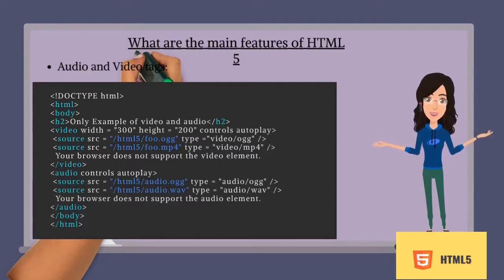As we can see on the screen, there is code. There is a video tag and also an audio tag. This is just an example through which you can also add video and audio to your website. The output of the UI will be just a simple video button on your page. So let's move further to the second feature.